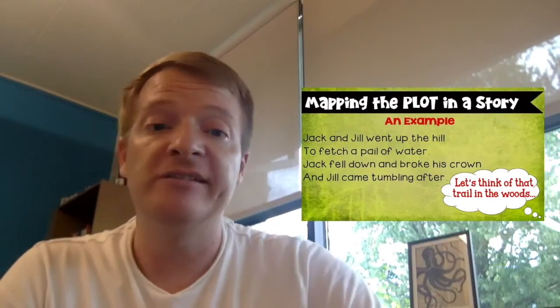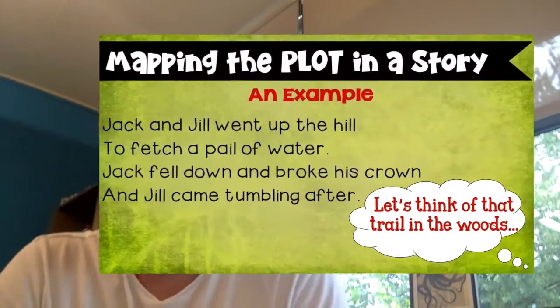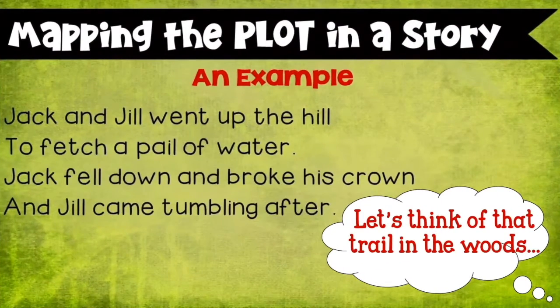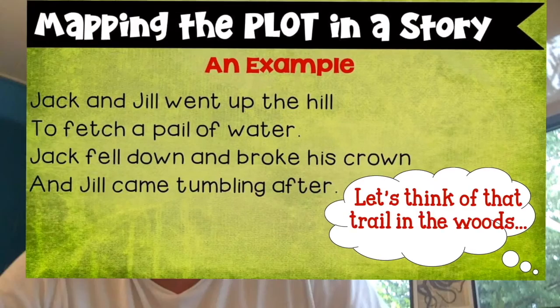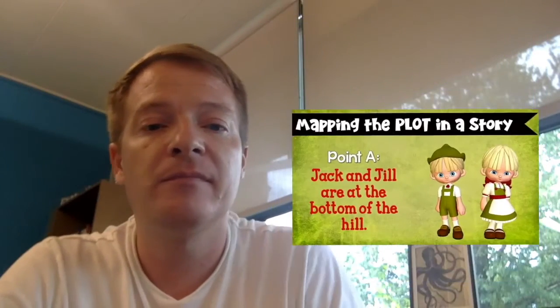Let's use an example to start. Jack and Jill went up the hill to fetch a pail of water. Jack fell down and broke his crown, and Jill came tumbling after. Let's think of that trail in the woods. At point A, Jack and Jill are at the bottom of the hill.